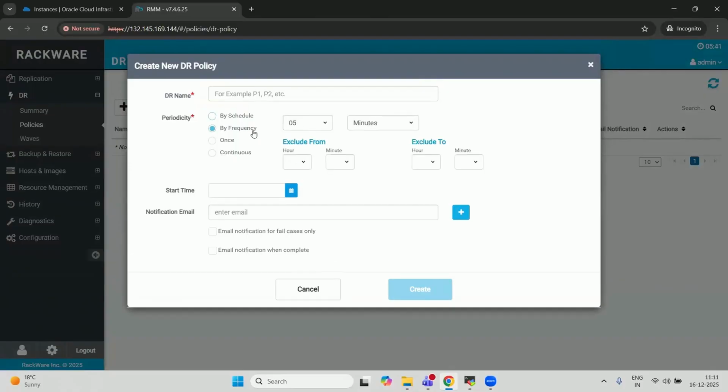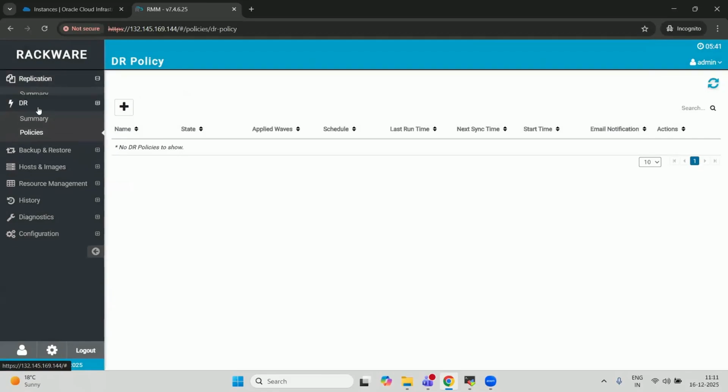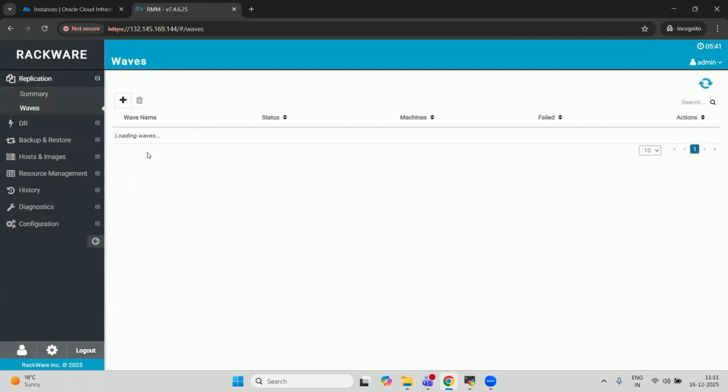You can do it by schedule, daily at a specific time of the day, or weekly. You can do it by frequency in terms of minutes or hours. You can also have exclusion windows to avoid syncing during specific times of the day. You can configure notification emails. The email IDs you enter here will be notified in case of failure or when the syncs finish. With this done, you can then associate this DR policy with your wave.